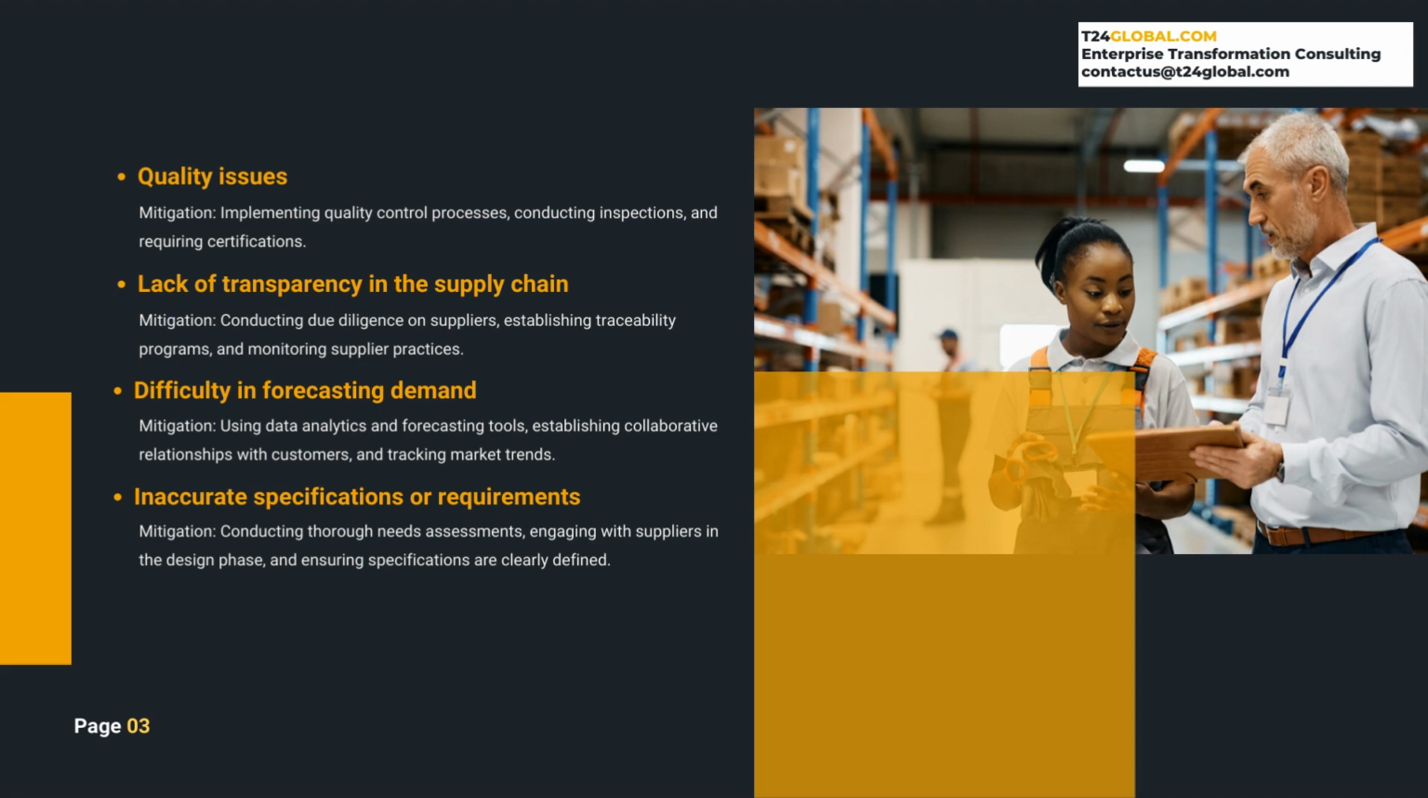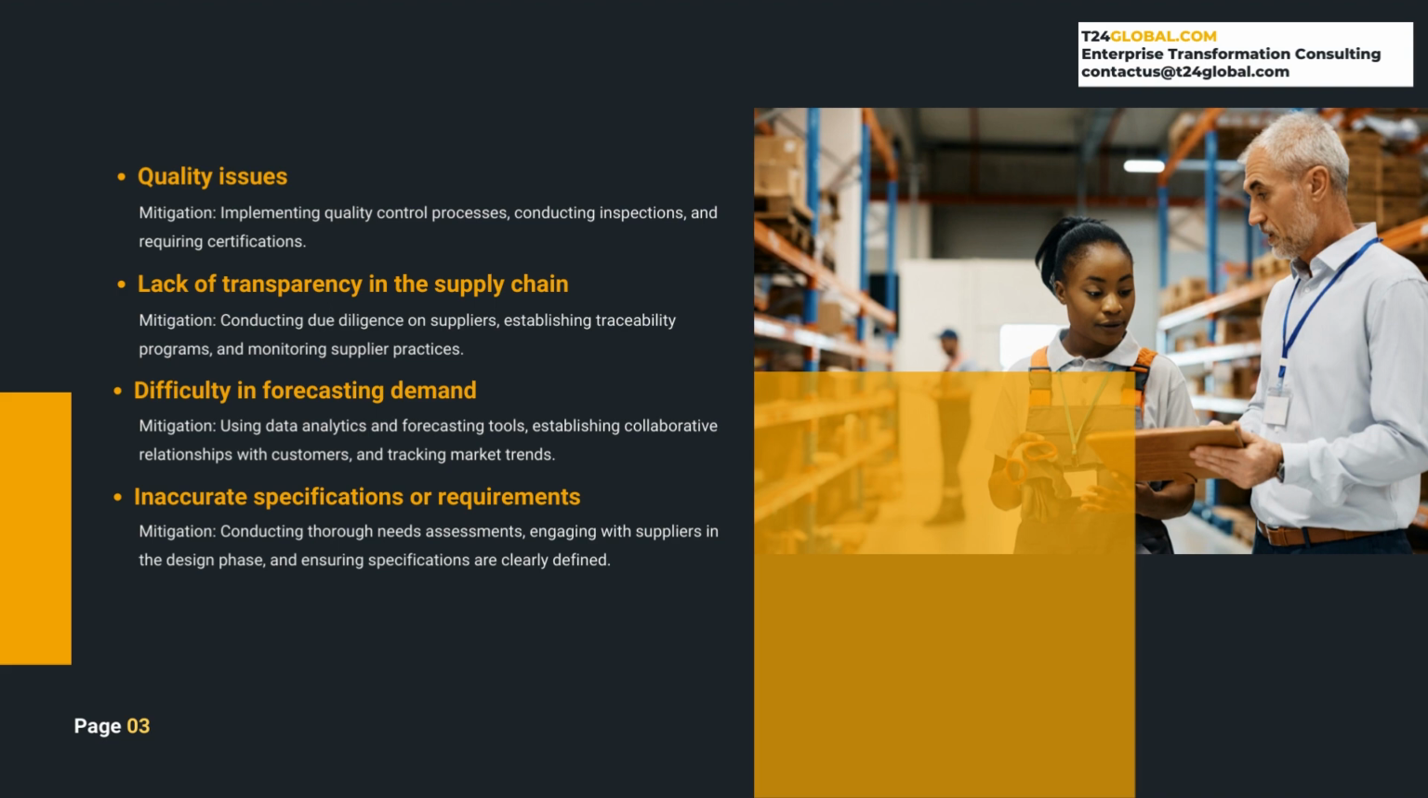demand. To mitigate demand forecasting risks, companies can use data analytics and forecasting tools, establish collaborative relationships with customers, and track market trends. This can involve using demand planning software, such as Oracle Demand Management or Demand, to analyze historical sales data and forecast future demand. The key persona involved in this process would be the demand planner, who would be responsible for forecasting demand and managing inventory levels. 8. Inaccurate specifications or requirements.